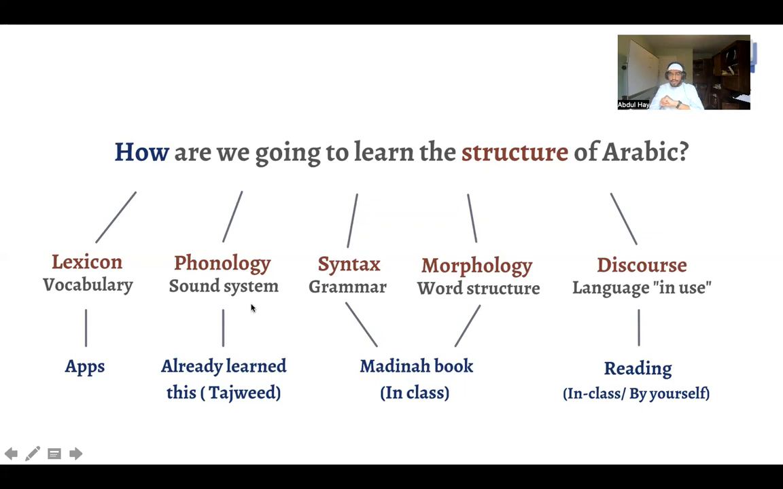Now, for phonology, we've already learned phonology through tajweed, so we don't need to go through how to pronounce the individual letters, how to put them together. This is something that this course is not designed to do, but rather this course is designed to just teach you the meaning and how to understand the Arabic language, or not necessarily how to read the Arabic language, which is something that the person already learned.